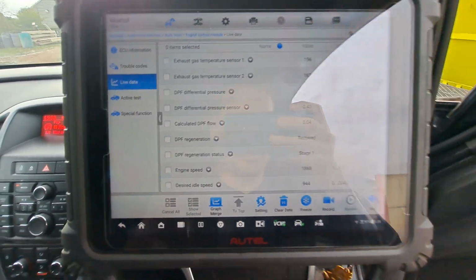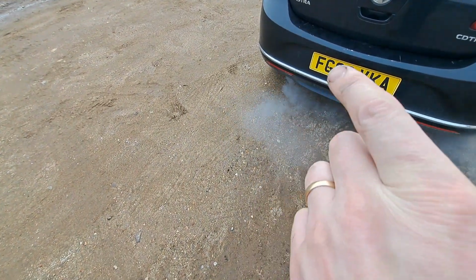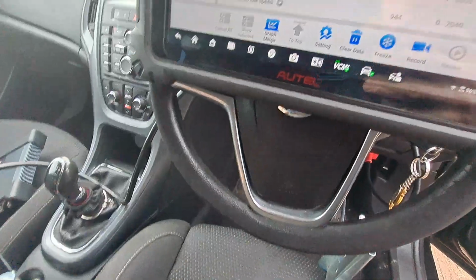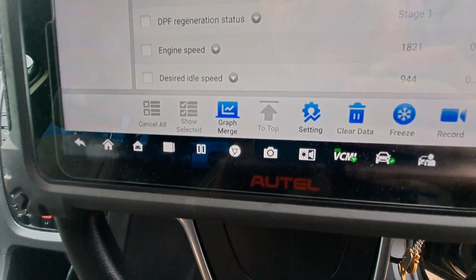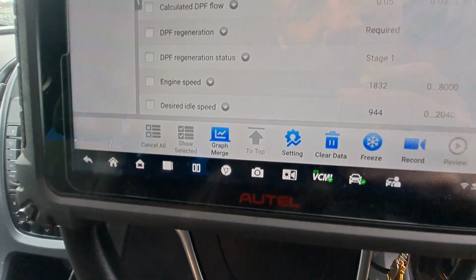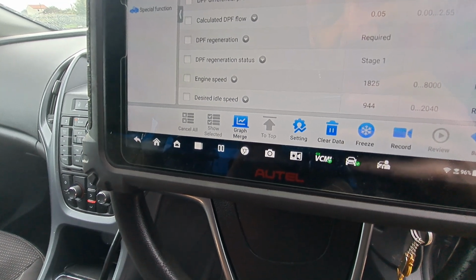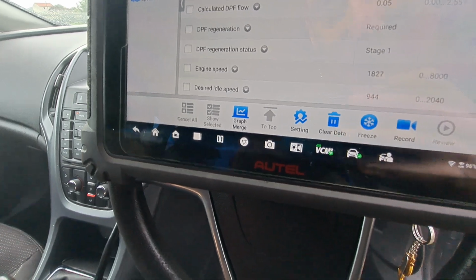I'm going to go get a throttle stop. Raise the revs up a bit. There we go. Alright, so we've just raised the revs up a little. Still in stage one, 1800 RPM. 170 degrees. We are getting 170 and 162. We are not getting any temperature in that DPF.